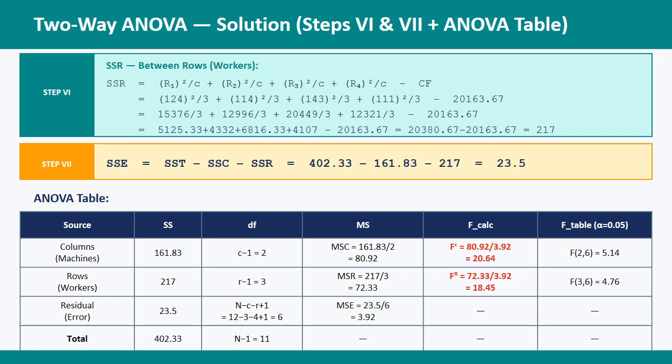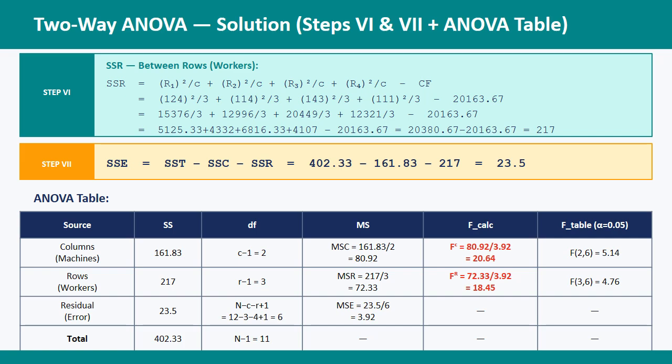Then the last step is finding SSE. We know that SST is equal to SSC plus SSR plus SSE. So from that equation, we can easily find that SSE is SST minus SSC minus SSR, which is nothing but 23.5.